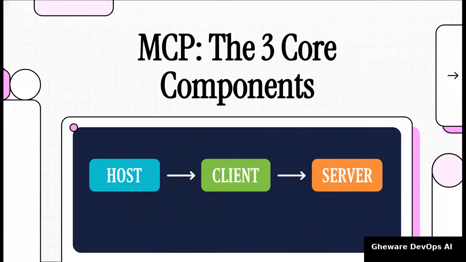So you've seen AIs use all these cool external tools, right? But how does that actually work? Well, it's not magic. It's a protocol called MCP, and here's the best part. Its entire architecture just boils down to three core components. Seriously, that's it. If you can get your head around these three parts, you'll understand the whole system. So let's break it down.